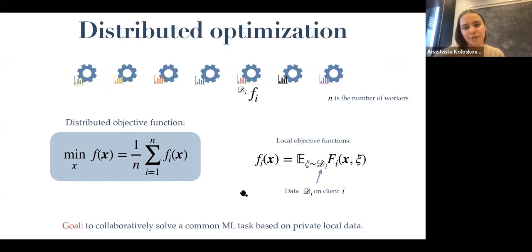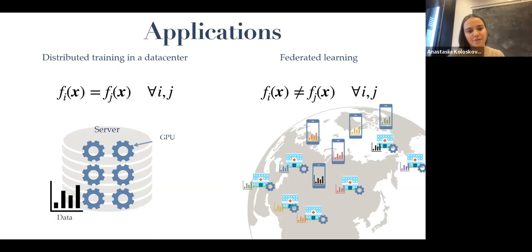Applications. Where could this be used? First is training in the data centers. Each worker would represent several GPUs, typically on the same server, and usually in this setup we have access to a joint, shared data set. This means that the local functions are usually the same because each worker can access all the data points in the data set. Another application is federated learning.